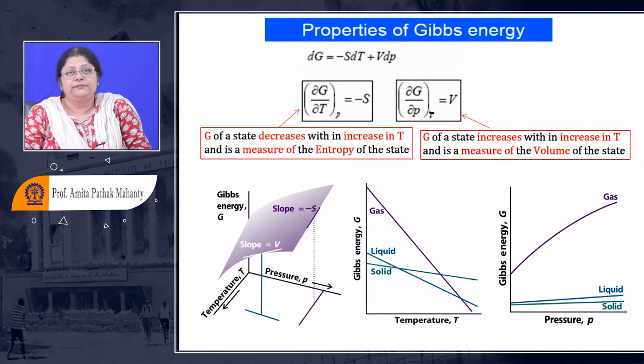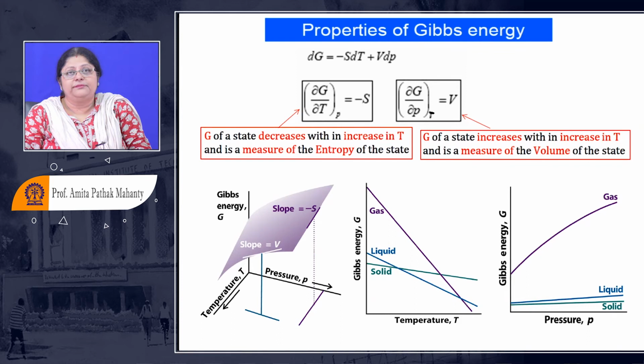Now let us look at this. What do we have here? I have the fundamental equation, and I say when the pressure is constant, dG/dT, that means differentiation of G with respect to temperature, is equal to the entropy with a negative sign. So what does this mean? Entropy is not negative. What we are saying is that the G of the system decreases as we increase the temperature. That means the slope is negative, right?